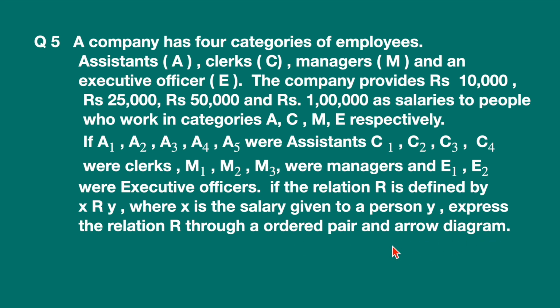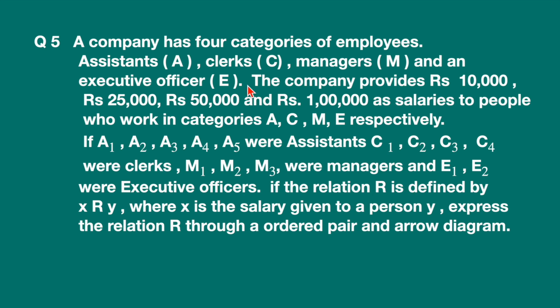This sum looks very big and very complicated, but actually it's a very simple sum. Here the relation R is defined by xRy, where x is the salary given to the person y. So for the ordered pair, first you have to write the salary, then the person who is receiving that salary. All these ordered pairs will form the set R. That is what they are asking.